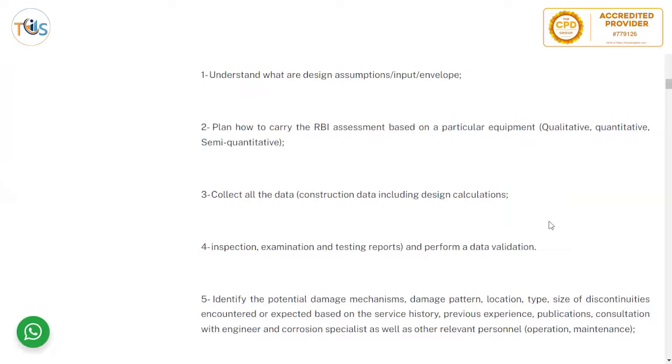equipment. Then collect all the data: construction data, including design calculations, and inspection, examination, and testing reports, and perform a data validation. So you first get all the data: the manufacturer record book, design calculations, inspection reports, and any reports from maintenance and operation. First get the facts and figures on the table, because the more facts and figures you have on the table, the better you can decide. This is true for every situation.